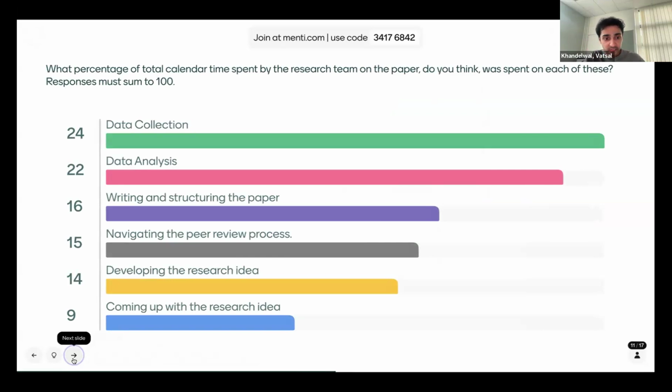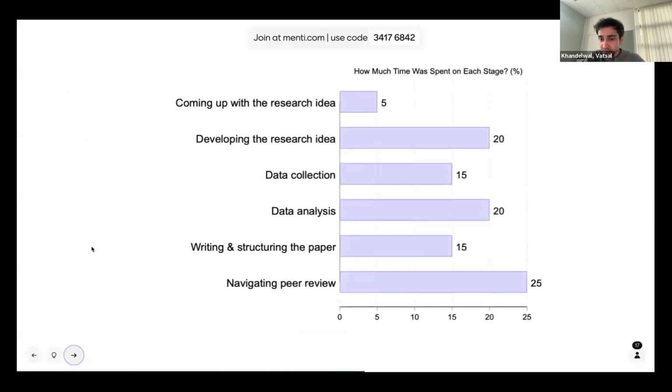Percentage of calendar time spent on each of these activities. And again, everyone thought that the most amount of time was spent on data collection, analysis, peer review, not so much. And this is what you said. For you, peer review, again, was the element that you spend most amount of time on. Mostly waiting. I mean, it's a lot of waiting. Yeah.